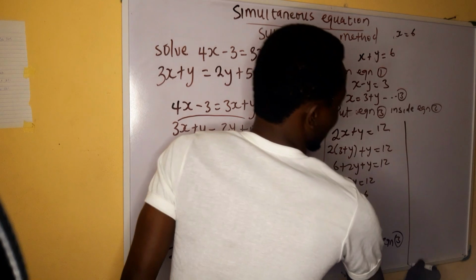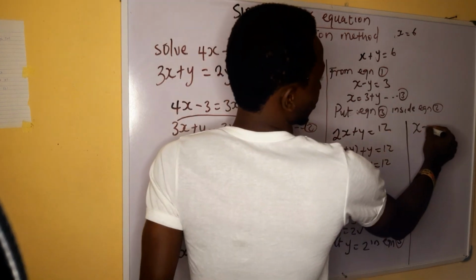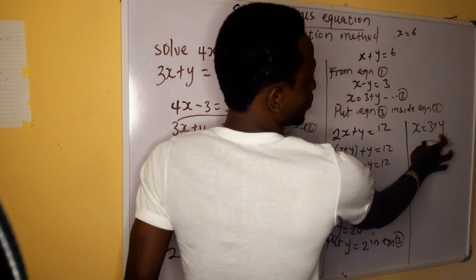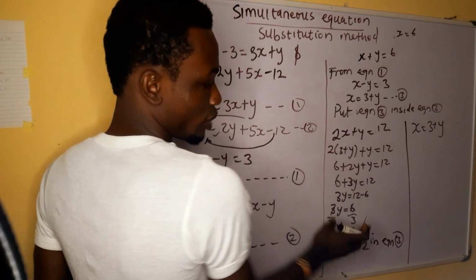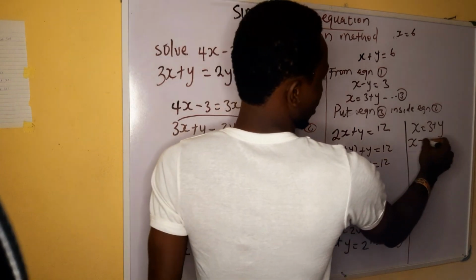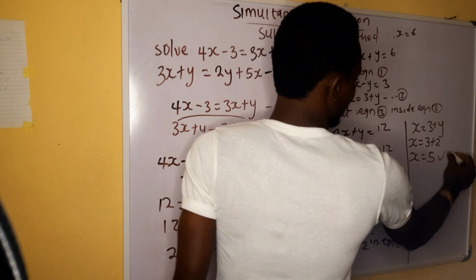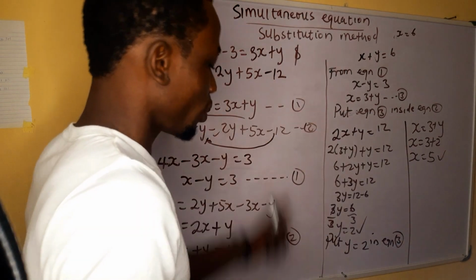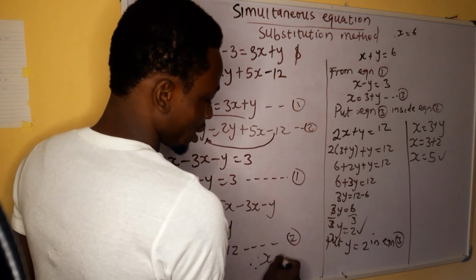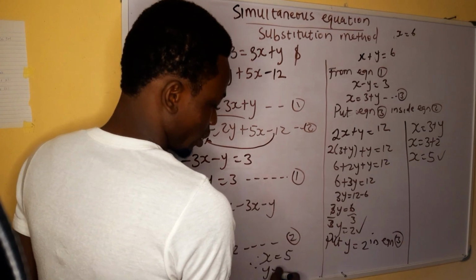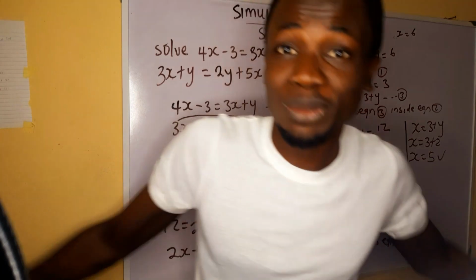So what is equation 3? My equation 3 is x is equals to 3 plus y. So replacing this y with your 2 here, because that's what I got, you have that your x is now going to be 3 plus 2, and you see that your x is equals to 5. So in this equation, we've solved, and we have seen that our x is equals to 5, and our y is equals to 2. And that is the substitution method.